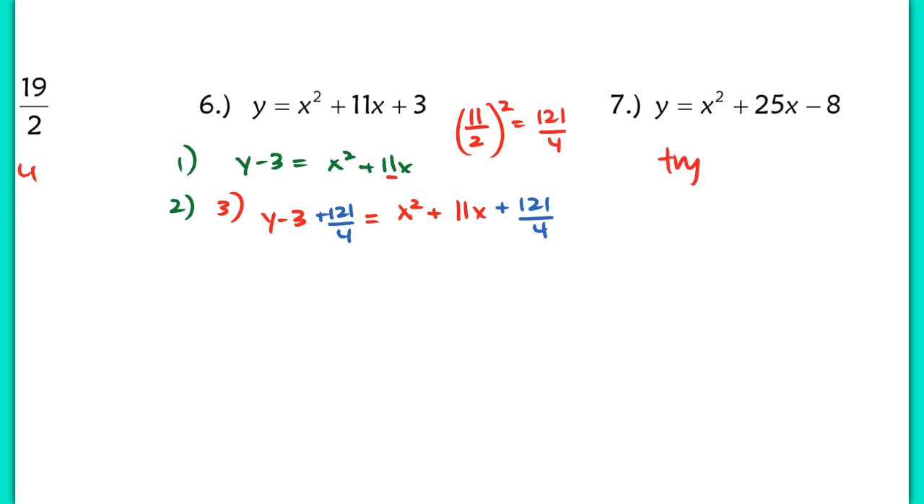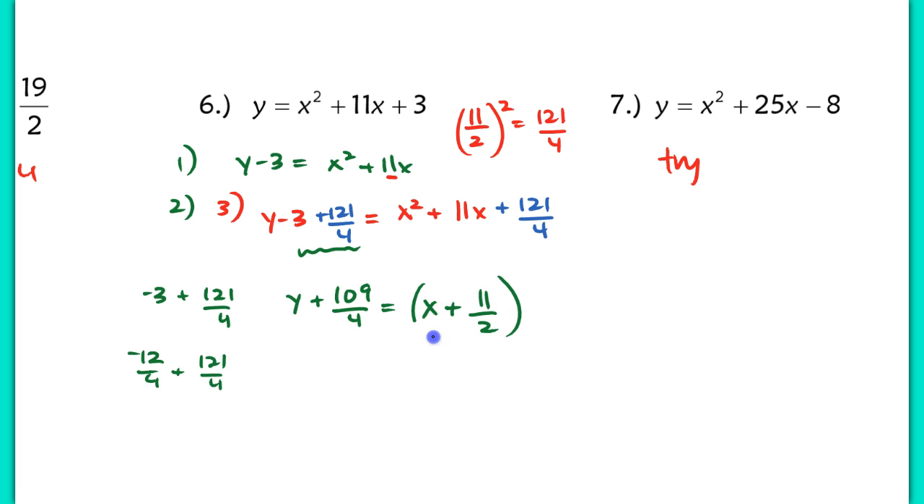Alright, now I'm going to add the fractions here and combine these two. Negative 3 plus 121 fourths is the same as negative 12 fourths plus 121 fourths. So I have y plus 109 fourths equals, and then on the right-hand side, this is just x plus 11 halves squared. Remember, a lot of people get really confused here.